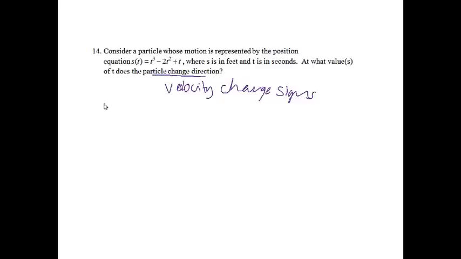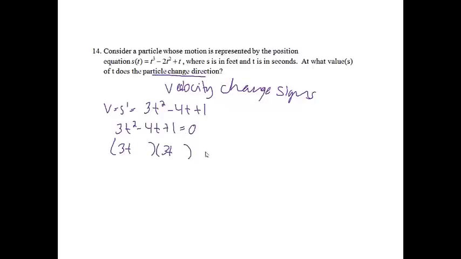Okay, so what we need to do is find the velocity and see where it might change signs. So if this is my position, my velocity is going to equal the derivative of the position, which is going to be 3t squared minus 4t plus 1. And to find where it changes signs, I first of all need to figure out where does that equal 0. And I'm going to use the magic number trick on this. So if you don't know how to do it, follow right along. I do know I'm going to have to divide out my 3 when I'm done.